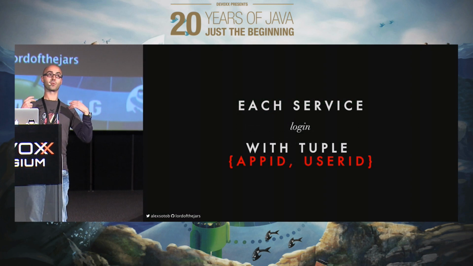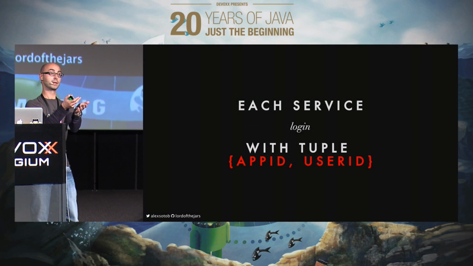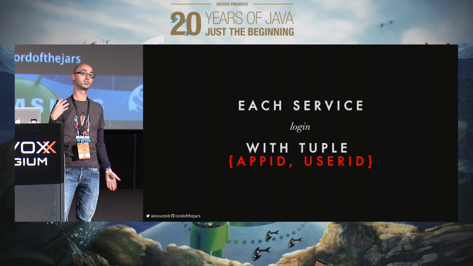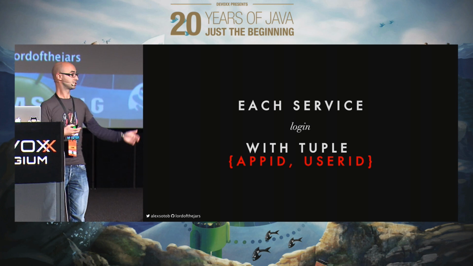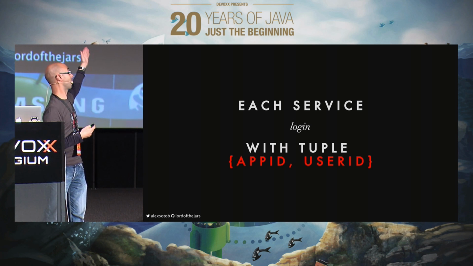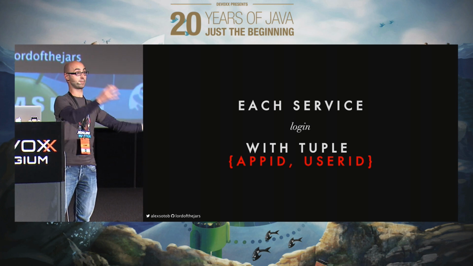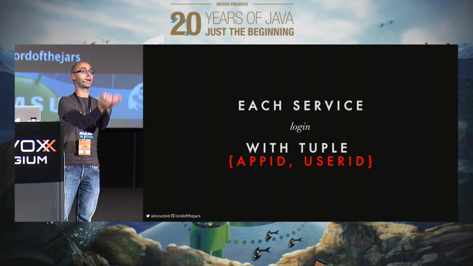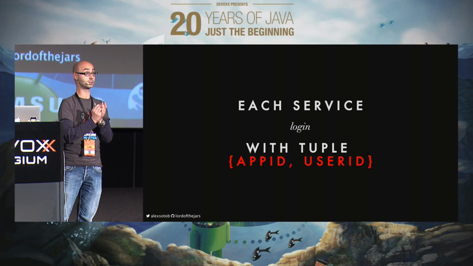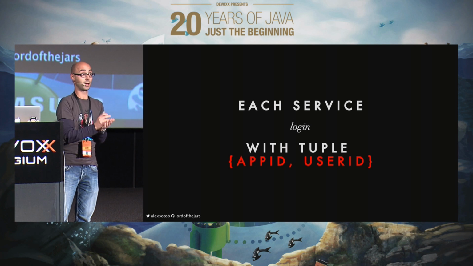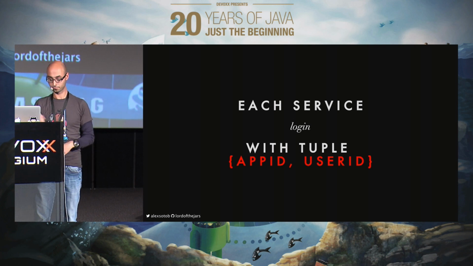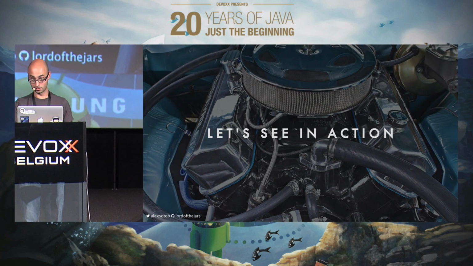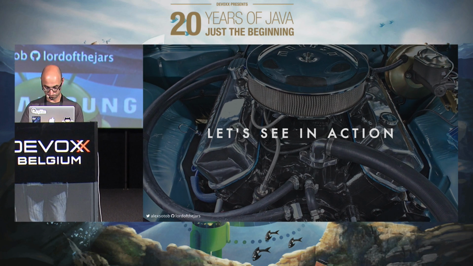So each service, when it wants to authenticate against Vault, to gain access to get secrets from there, it needs to provide the tuple of APPID and user ID. If they provide both and are valid, then we'll get access and you will be able to get your symmetric key from Vault, or your password, or whatever you stored. And if not, it will fail. Let me show you an example.